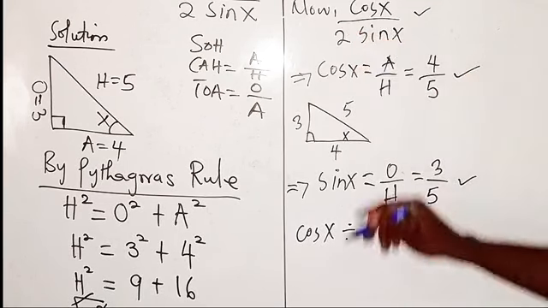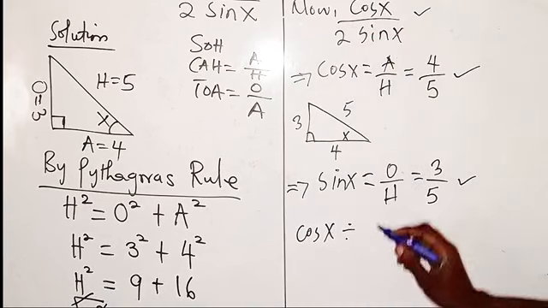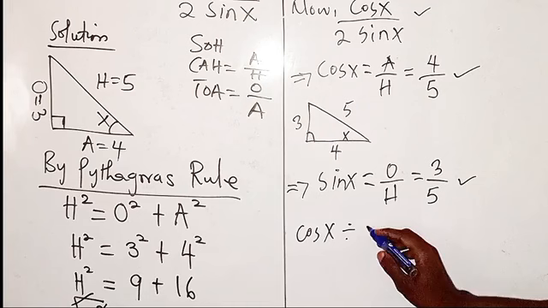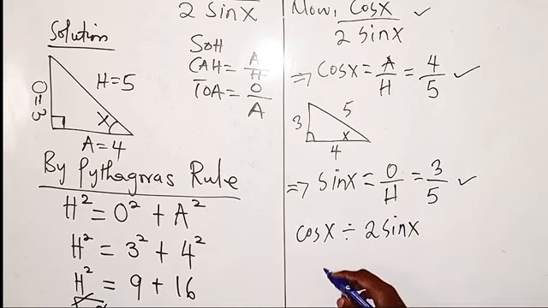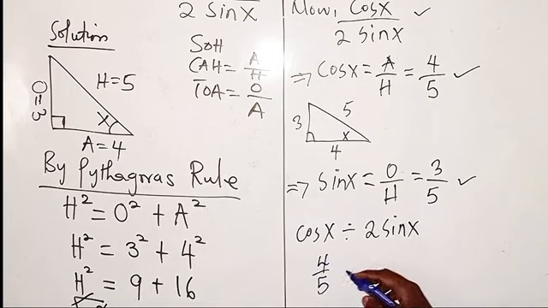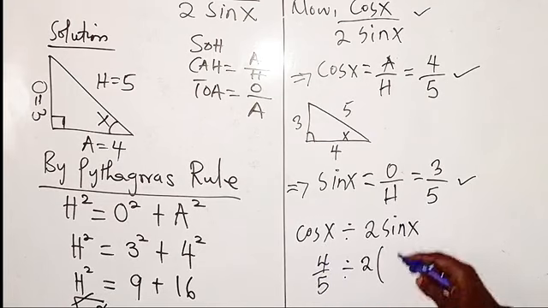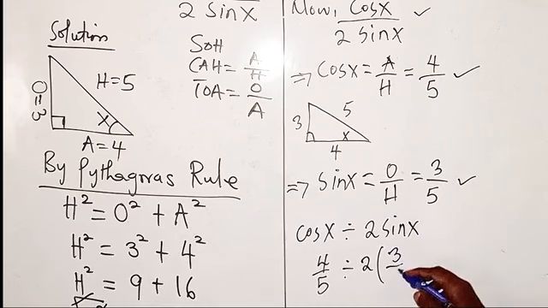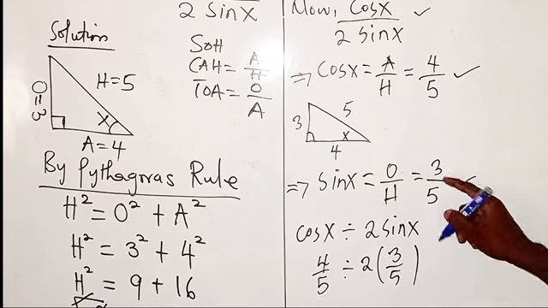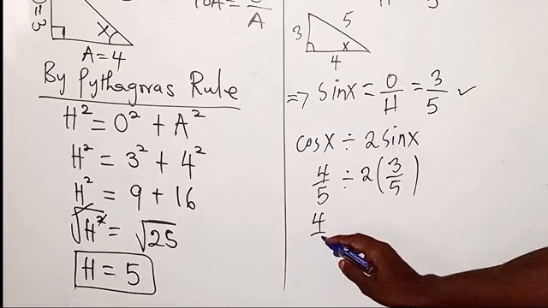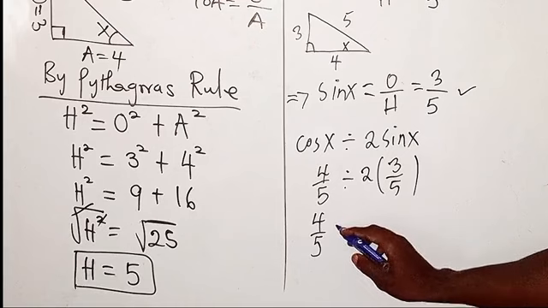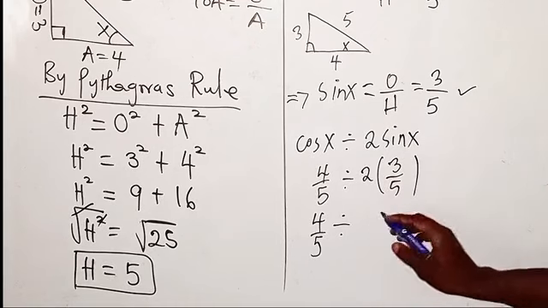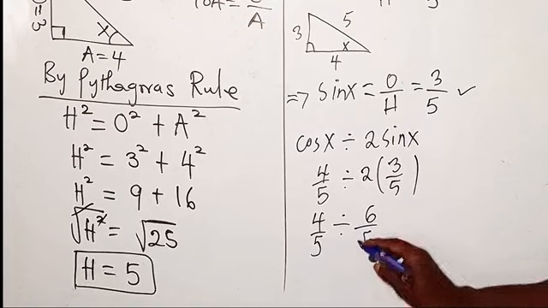So I want to change this division line to this division sign, 2 sine x. Okay, so cos x is 4 over 5, divided by 2 multiplied by sine x, which is 3 over 5 according to what we have here. So now we have 4 over 5, divided by 2 times 3, we have 6 over 5.